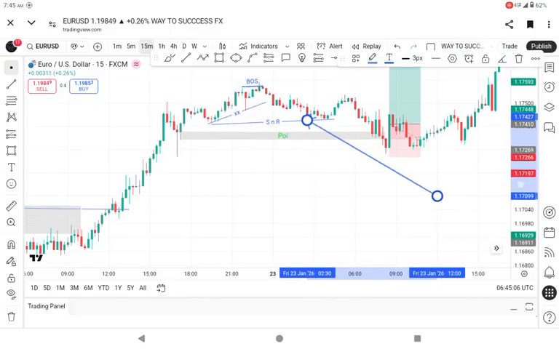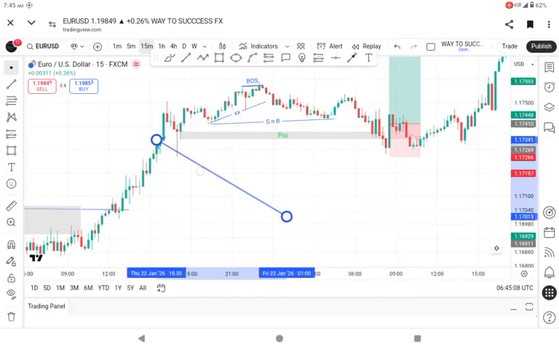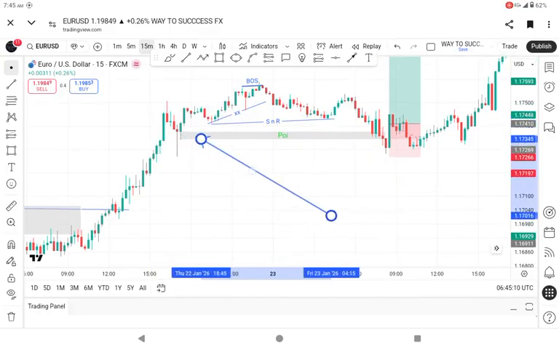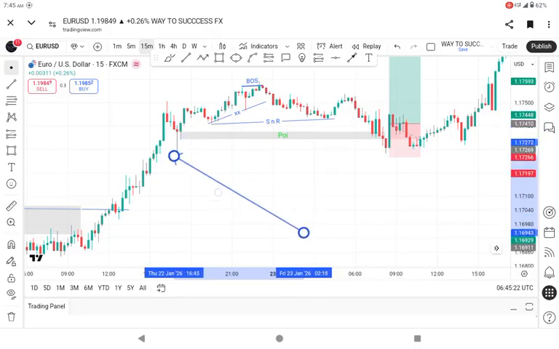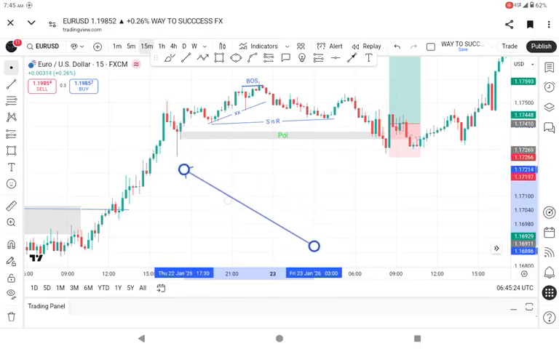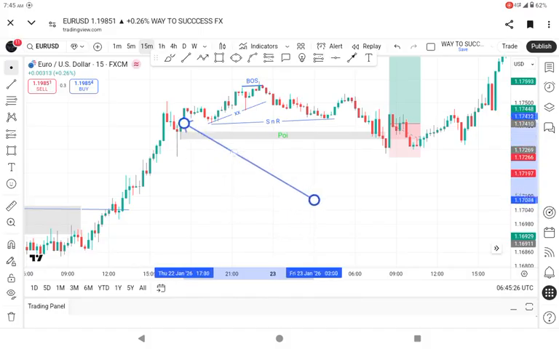So when I saw this, I marked this unmitigated wick shadow here because this is a long wick, this is a long shadow. So more than 50% of this candle is a wick. So when this happens, it's high probability to be marked as a POI.